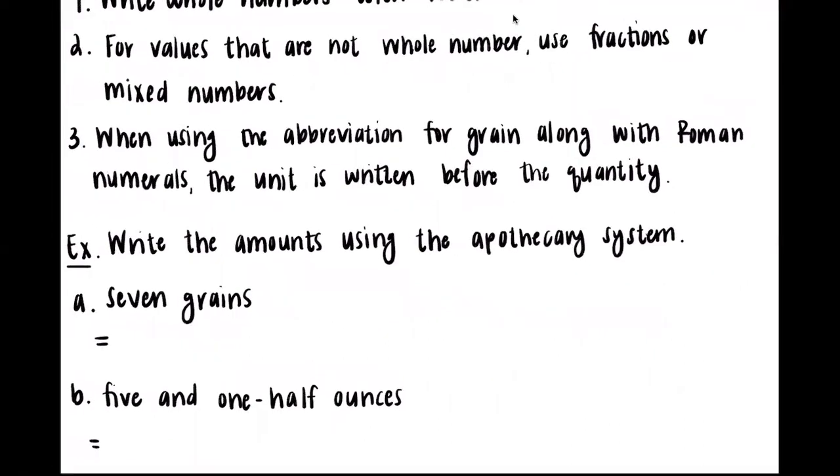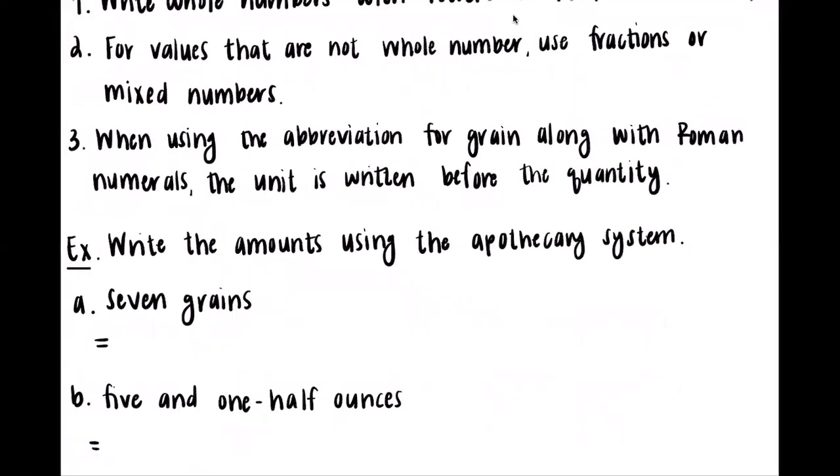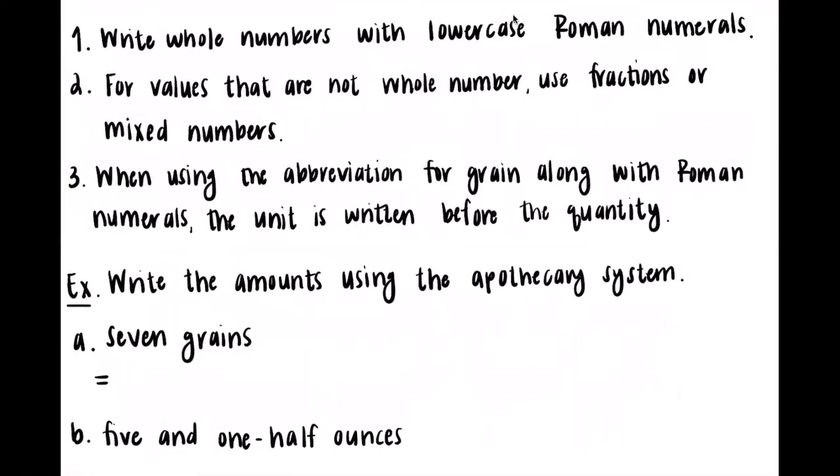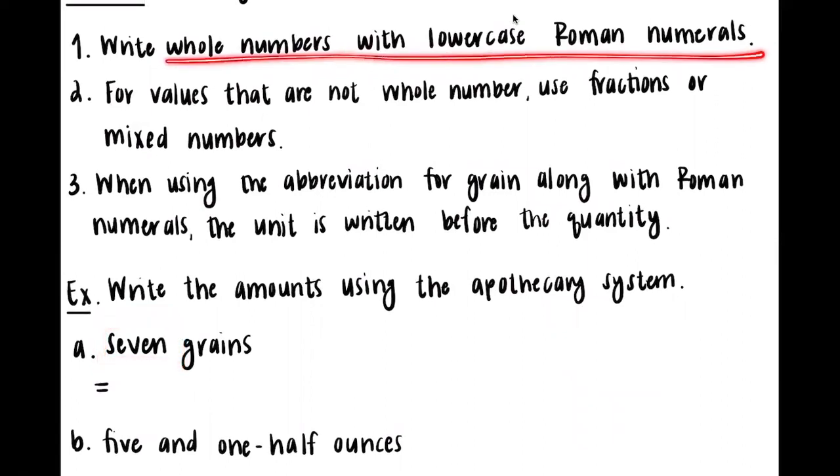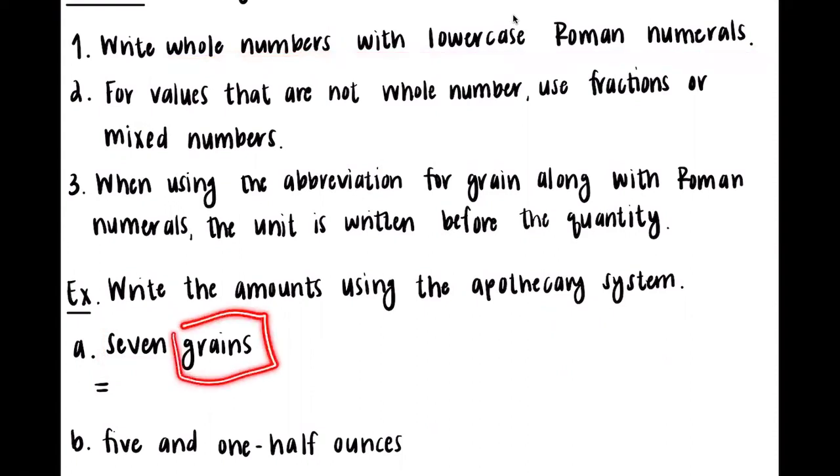Okay, let's do some examples. Write the amounts using the apothecary system. First example, 7 grains. First things first, we want to recognize what kind of number this is. Is it a fraction or a whole number? It is a whole number, so we have to make sure to write it with a lowercase Roman numeral. Secondly, notice that the unit is grains. This goes to our third rule that we have to write the abbreviation for the unit before the quantity. The abbreviation for grains is GR.